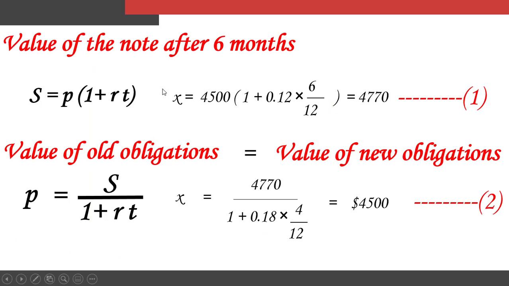You will start by getting the maturity value of the note after 6 months. From formula S equal B times 1 plus RT, X equal 4,500 times 1 plus 12% times 6 over 12, which is equal 4,770. So the maturity value for the note after 6 months at 12% equal 4,770.